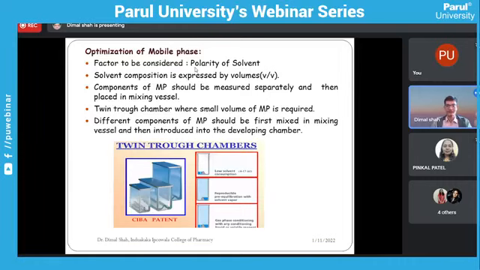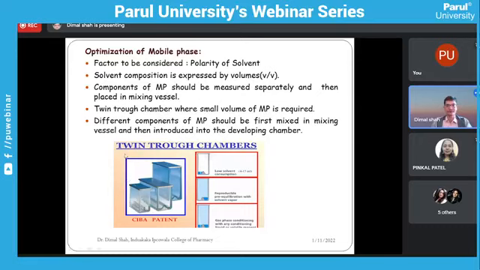Another thing that you can do is add either ammonia or triethylamine or acetic acid to maintain a particular pH, but the amount of such agent should be minimal. Normally in the mobile phase, the solvent composition is expressed in terms of volume by volume, like methanol:water 9:2 v/v. The components of the mobile phase should be measured separately and then placed in a mixing vessel. Instead of directly adding them in a twin trough chamber, you can use a beaker where you can mix the 2 or 3 solvents that you are using as a mobile phase, and then add it to the twin trough chamber.